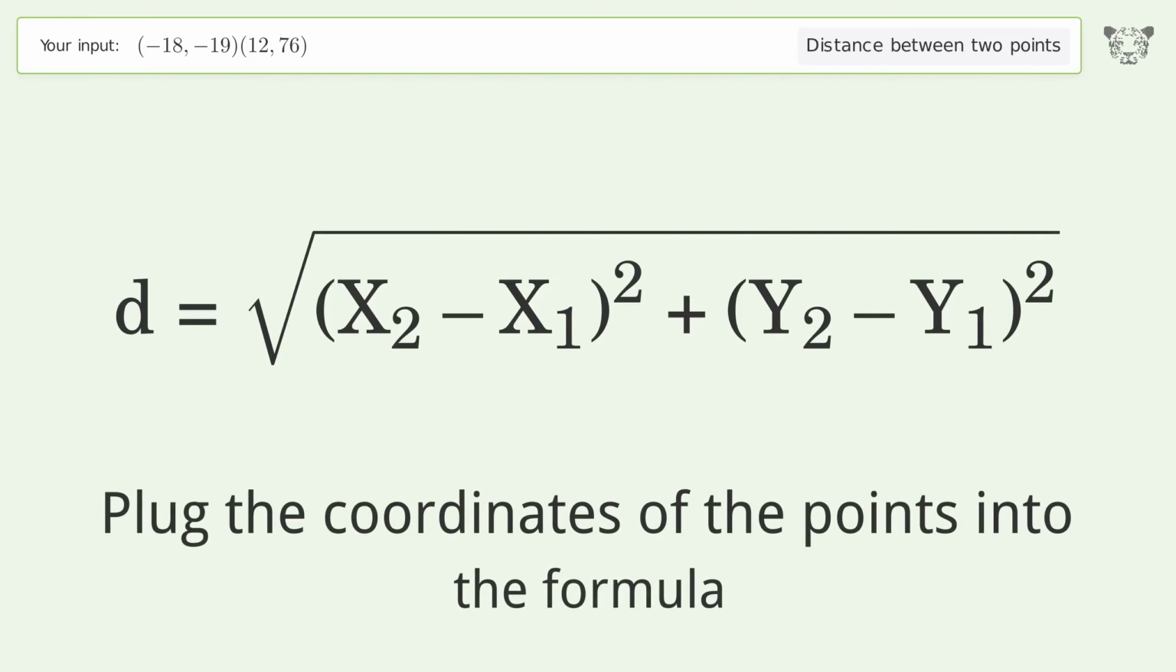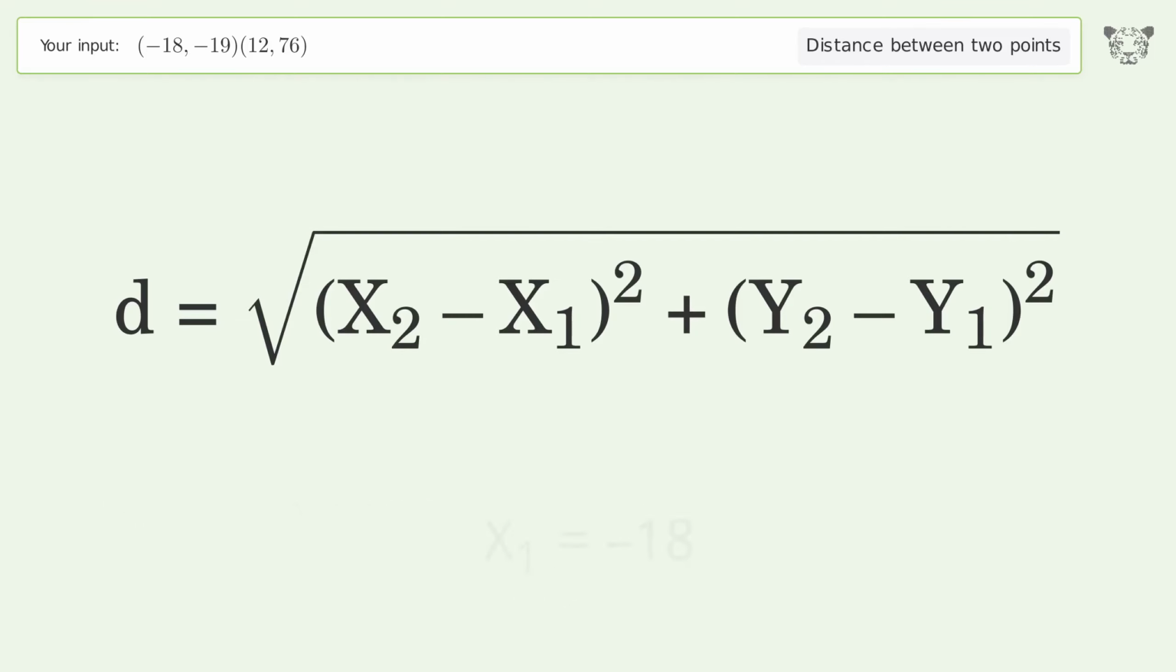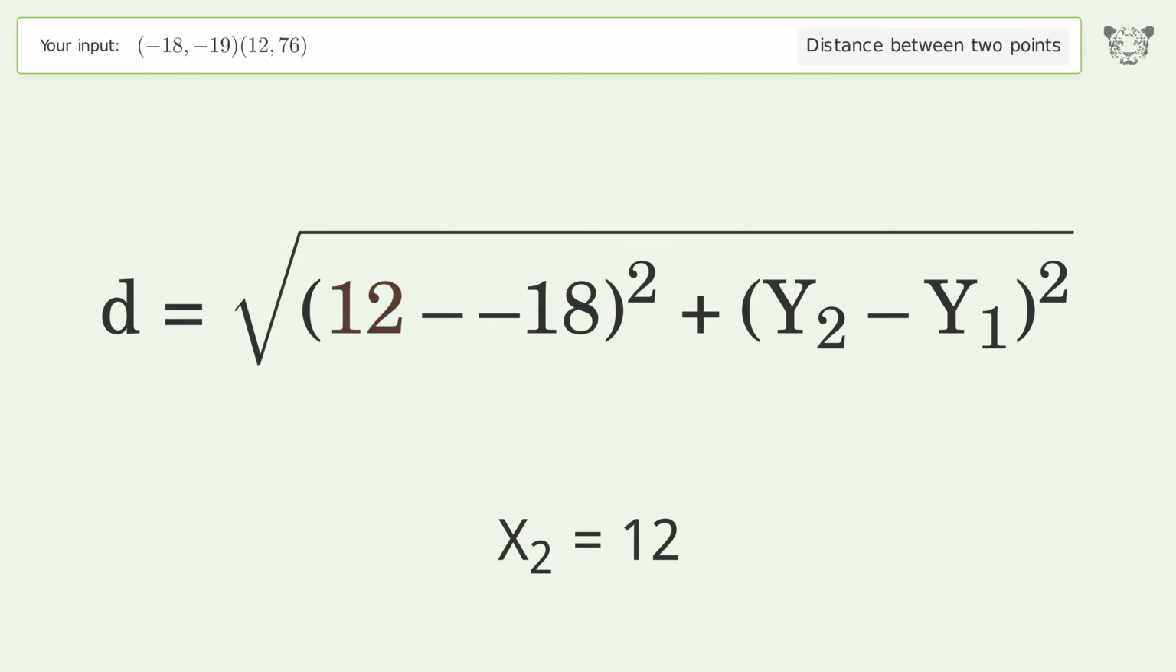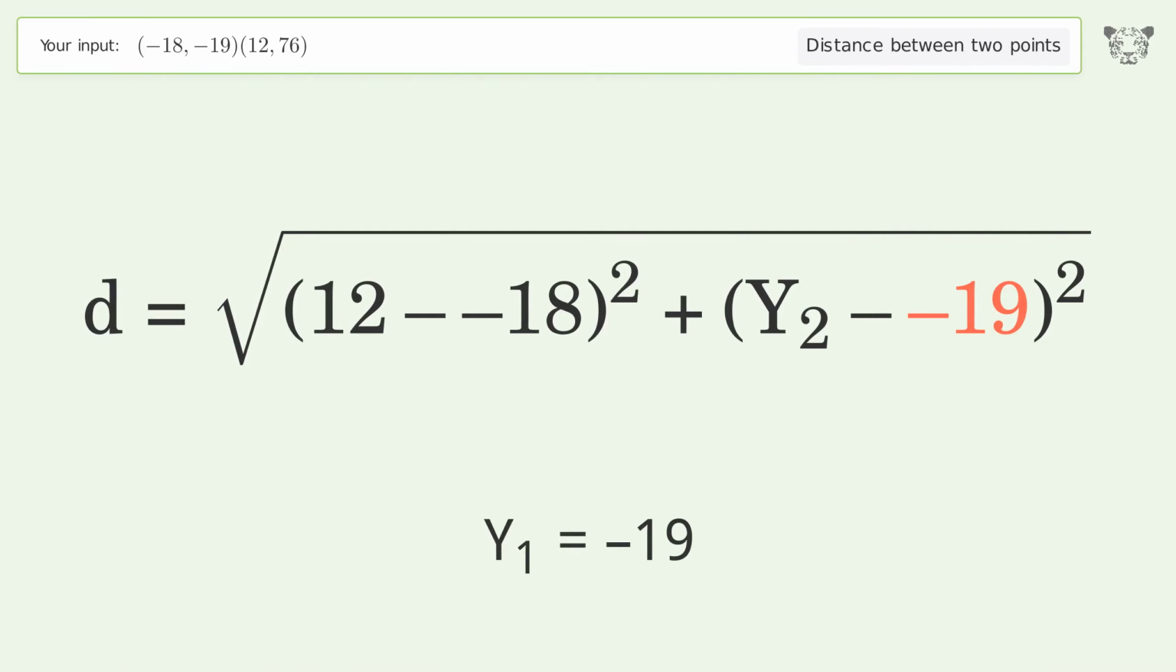Plug the coordinates of the points into the formula. x1 equals -18. x2 equals 12. y1 equals -19. y2 equals 76.